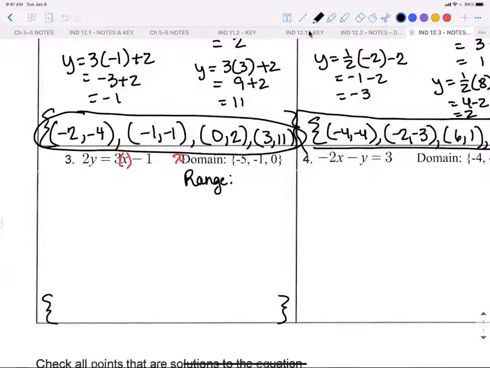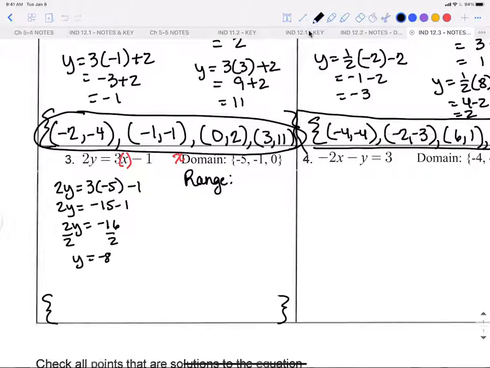So for number 3, you would have 2y equals 3 times my first domain is -5 minus 1. 2y equals 3 times -5 is -15 minus 1. 2y, -15 minus 1 is -16. Divide by 2 and divide by 2, and y equals -8. So you can see they get a little bit more complicated in the algebra, but you still do it the same way. You still plug it in. You still plugged in a -5. It was your input. Your output was a -8, and that's your first point. And then you would work it again, plugging in a -1 and a 0 to get your other 2 points, and then you would state your range, okay?